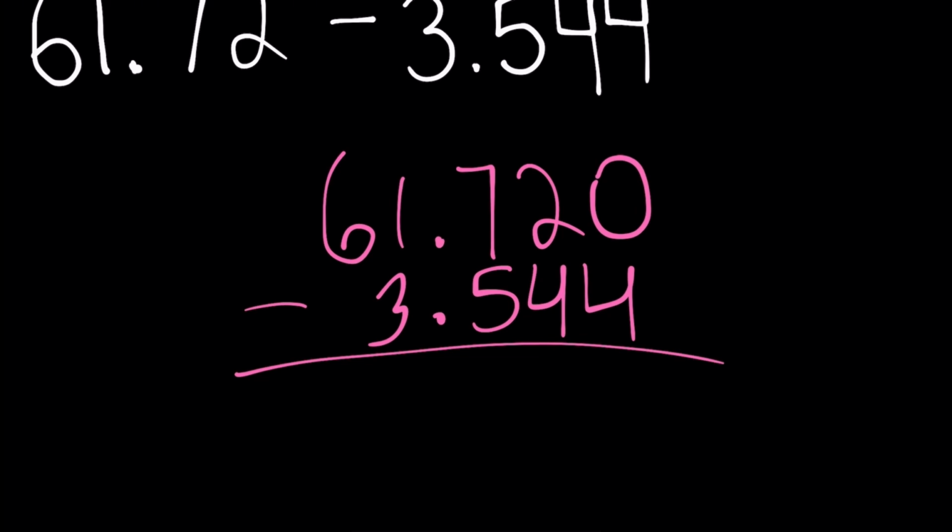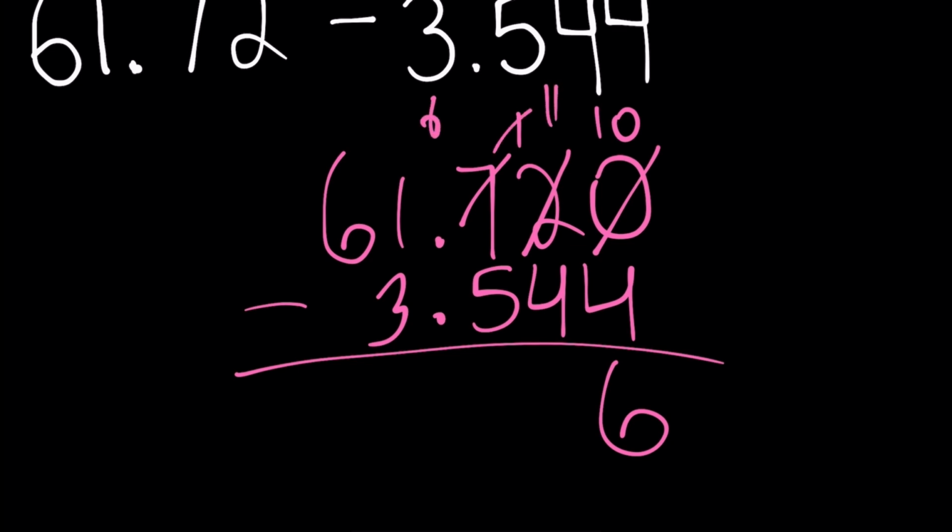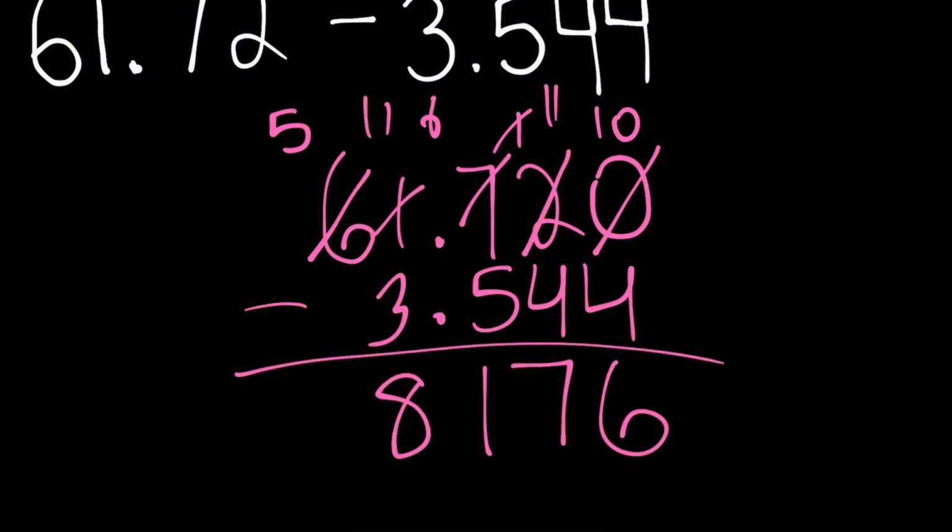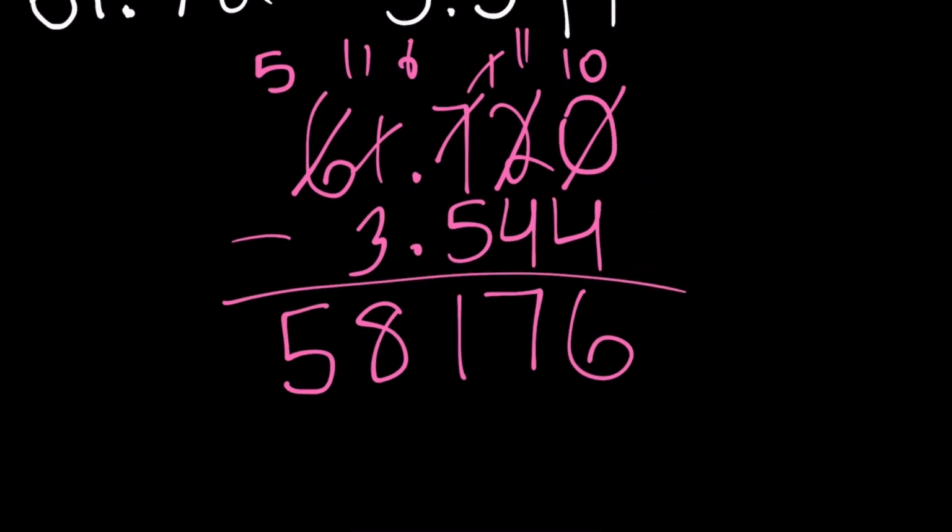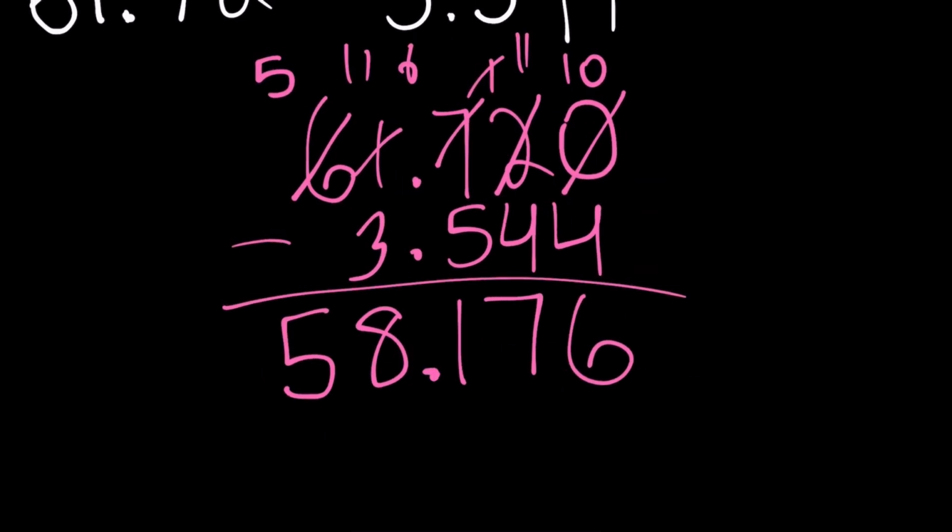So there's a bit of regrouping in this problem. So we're going to just borrow a 1 from this 2. And 10 minus 4 is 6. We have to borrow a number from the 7. So 11 minus 4 is 7. 6 minus 5 is 1. And then we have to borrow a number from the 6. So this will turn into a 5, and this will turn into an 11. So 11 minus 3 is 8. And 5 minus nothing is just 5. And now that we have our answer, we're just going to bring down the decimal, and that's it.